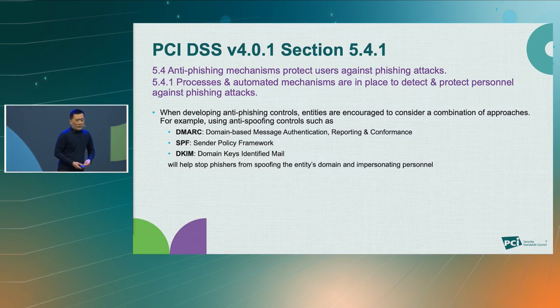So in the PCI DSS specification, it mentions what you're supposed to do for anti-phishing controls, and it mentions a combination of DMARC, SPF, or DKIM, and basically it stops there. So normally you would have questions like what these are, how you use them, and probably most importantly, how is everybody else using them.